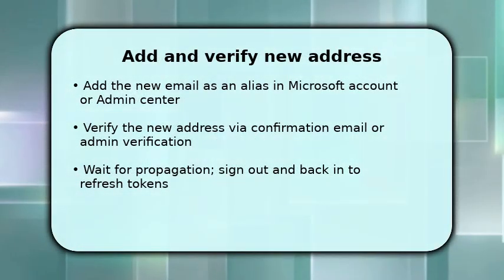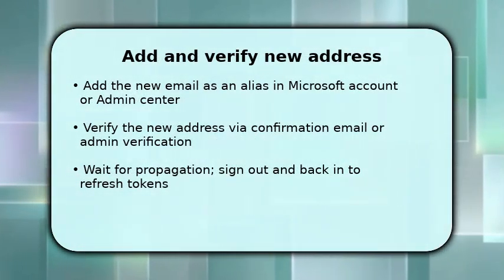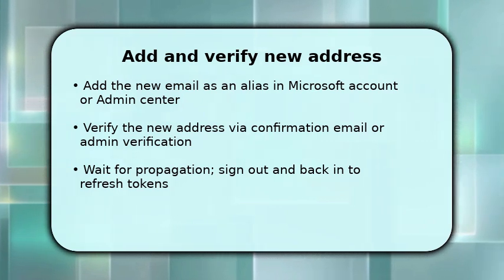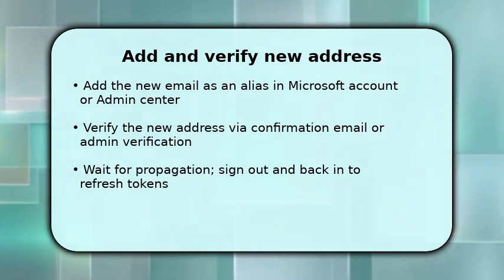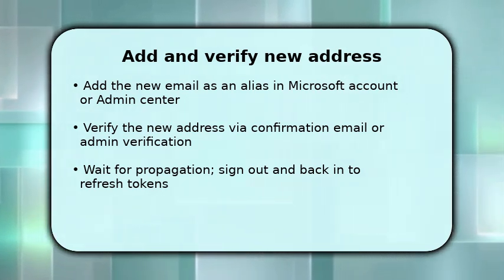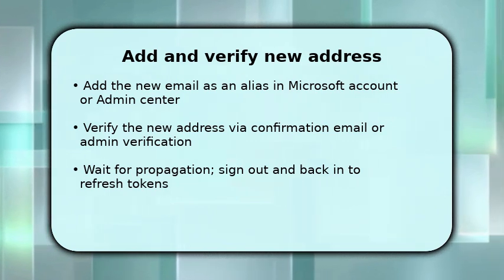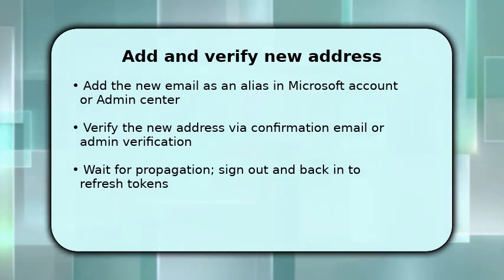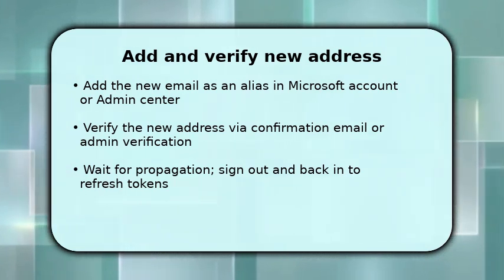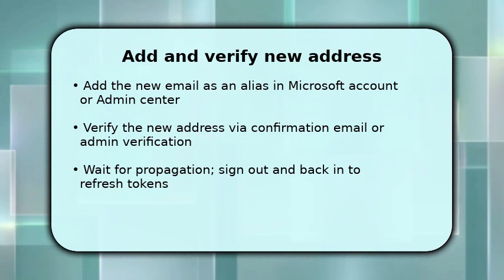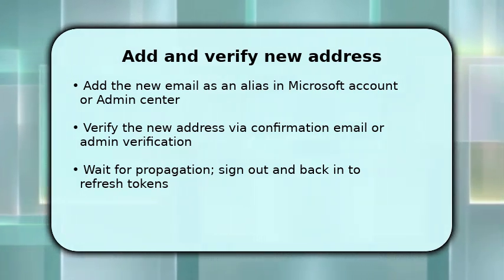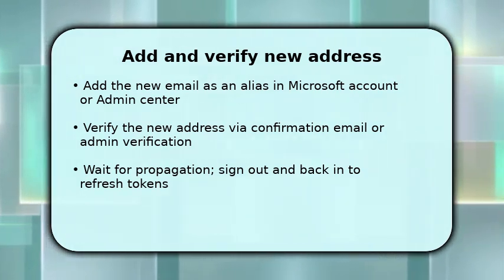So do them now. You add the new email as an alias in your Microsoft account or via the Tenant Admin Center. This creates the identity Outlook can promote. Once added, check the inbox for the verification link and complete verification. This prevents sign-in failures later. After verification, allow a few minutes for directory propagation and then sign out of Outlook everywhere, because cached tokens can block the change. These actions ensure the system recognizes the address before you make it primary.